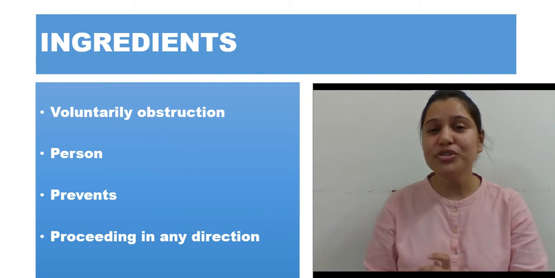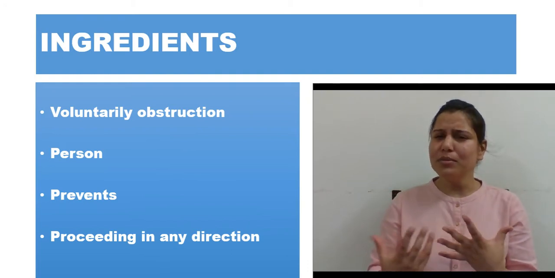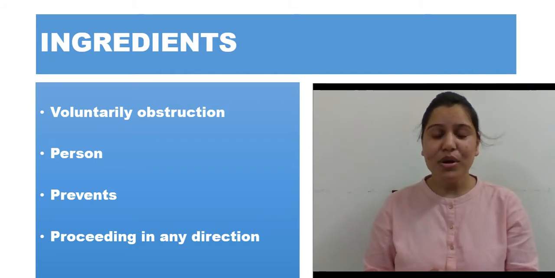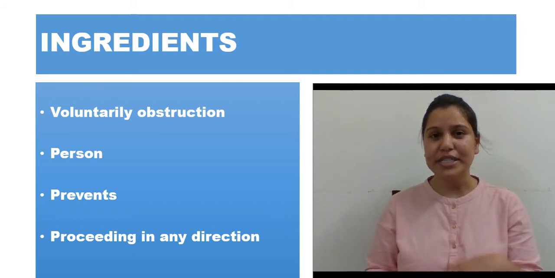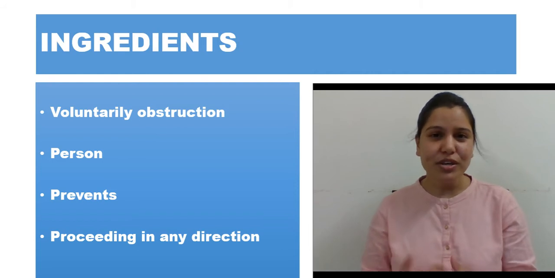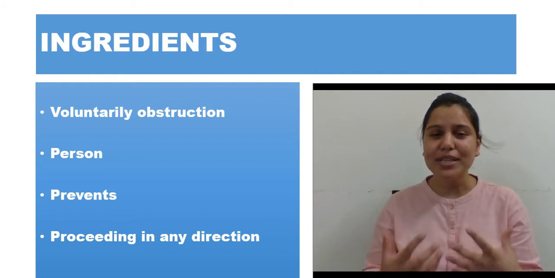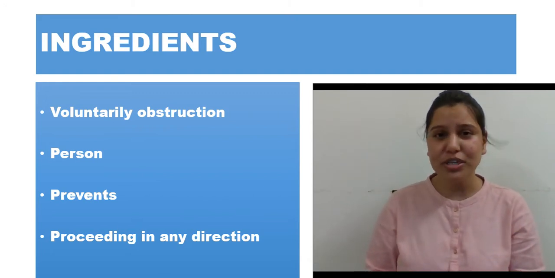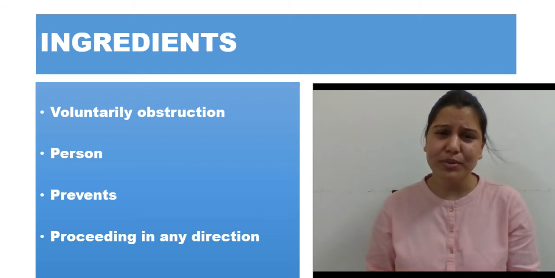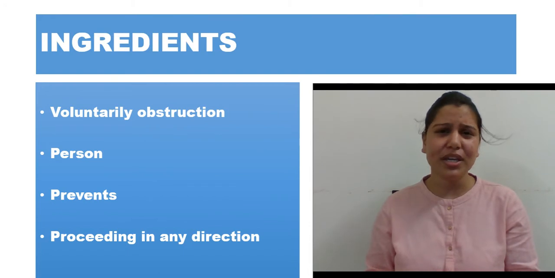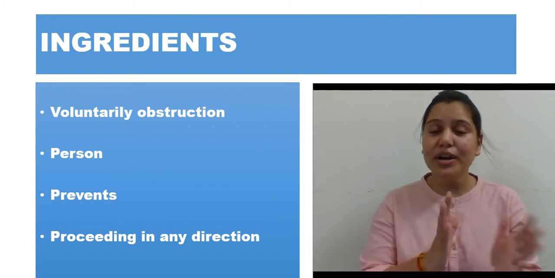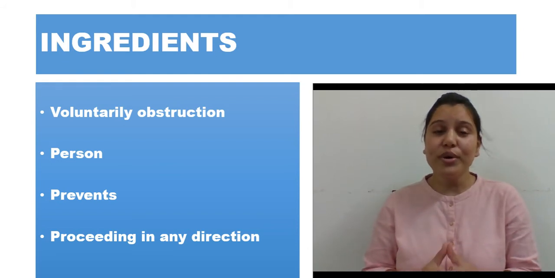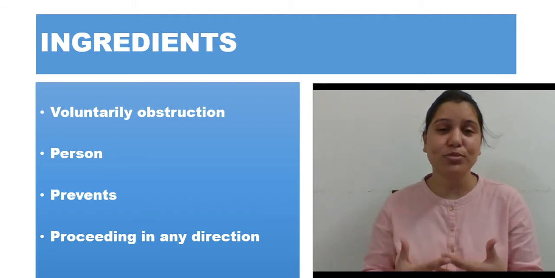The first one is voluntary obstruction. In the sections that we have been reading till now, we must have seen dishonestly, intentionally, voluntarily. These are the actual terms which make a thing into an offense. If the obstruction is in a bona fide way, or by mistake or anything, then it will not be covered under the section. So the obstruction has to be voluntary. It means the person who is actually restraining the other person has to do it voluntarily.